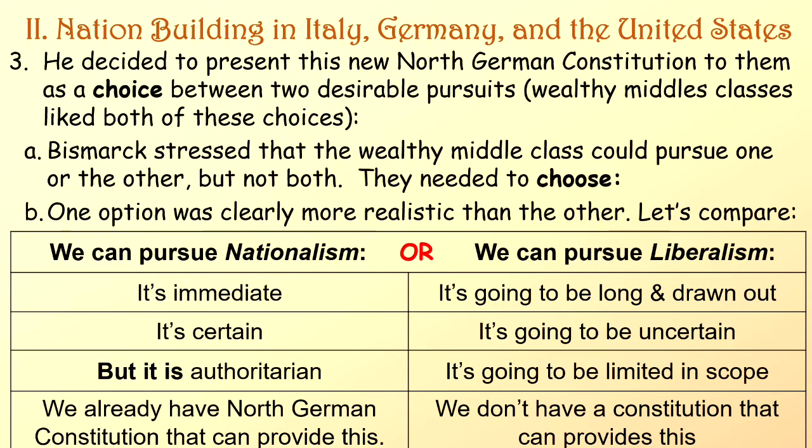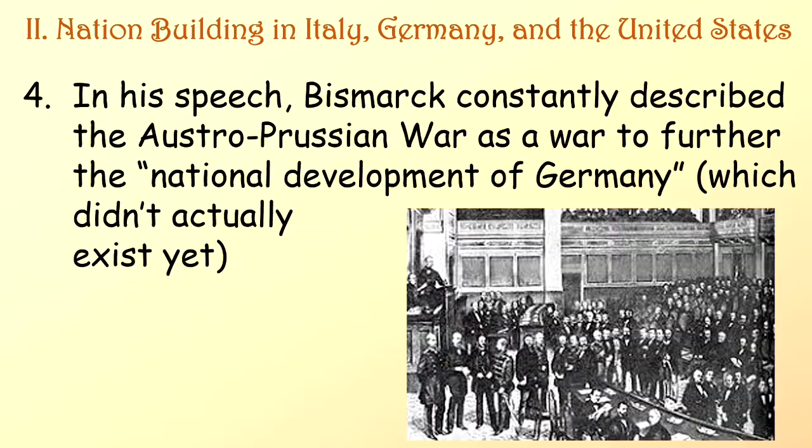Let's compare. He said, "We can pursue nationalism. It's immediate. It's certain. It is authoritarian. We already have a North German constitution that can provide this. Or we can pursue liberalism. It's going to be long and drawn out. It's going to be uncertain. It's going to be limited in scope. And we don't have a constitution that provides this."